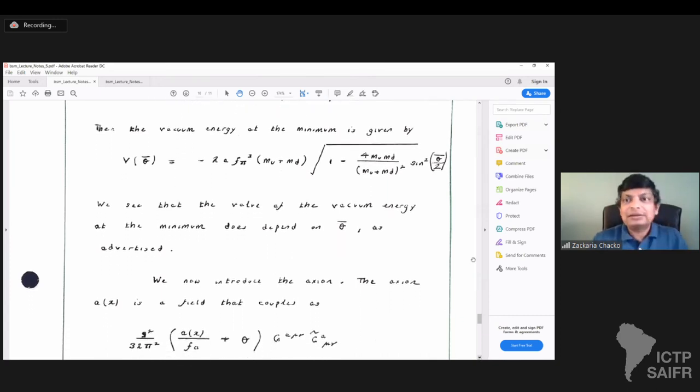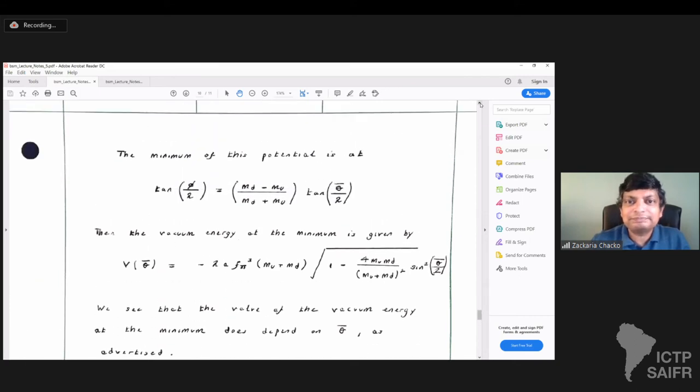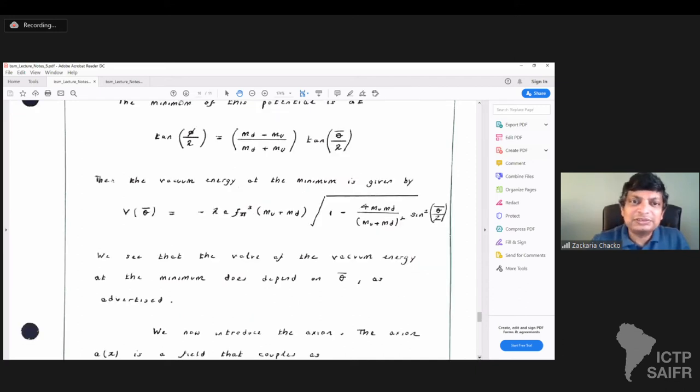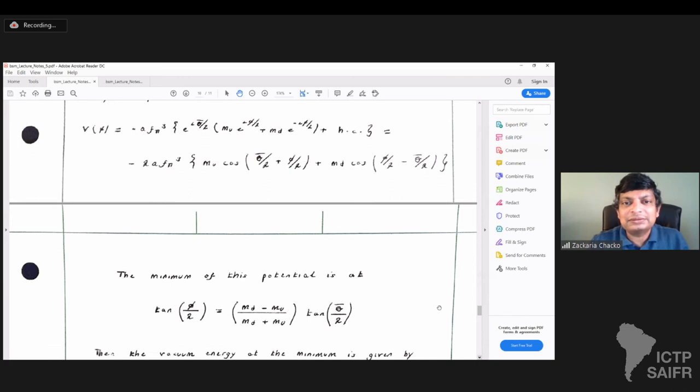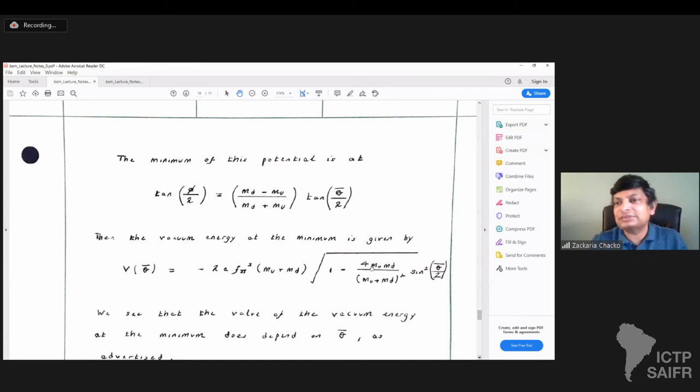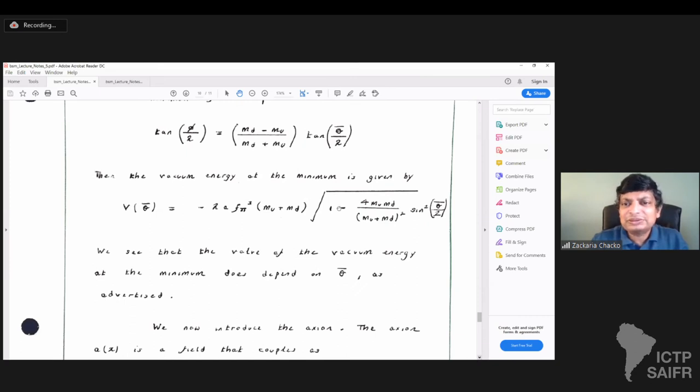Okay. And so then you minimize the potential and you find that the vacuum energy at the minimum is given by, so you have to take this thing and substitute it in here. And there's quite a lot of algebra. Okay? There really is quite a lot of algebra in going from here, plugging it in here and here. The final result is a lot simpler than the intermediate algebra. So this is what you get, and the square root actually extends all the way over this whole thing. This whole thing is in the square root, right?